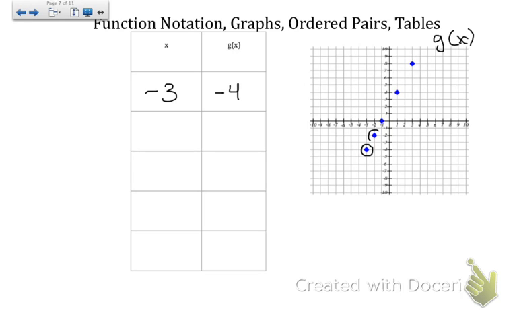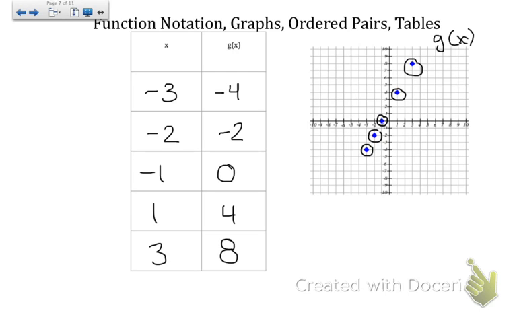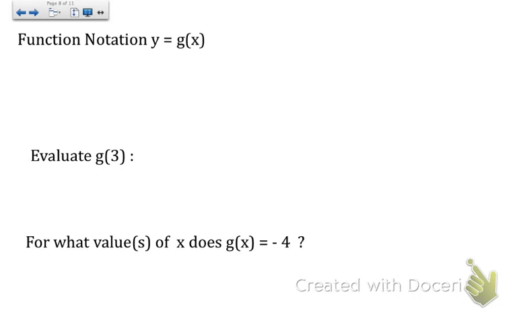If I look at this next point, that's at -2, -2. Then I have -1, 0, then I have 1, 4, and then I have 3, 8. Okay. So we have now written our function g of x, which was given to us in graph form, as table form. What we need to do now is write it using function notation.